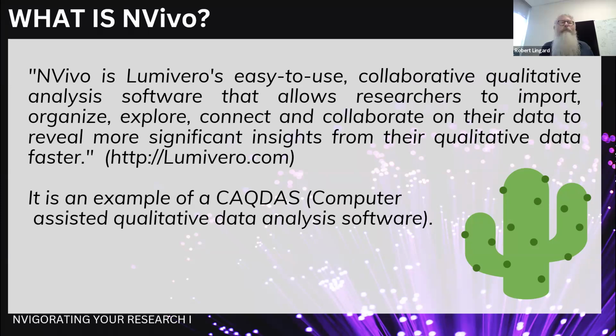It's since developed an awful lot, adding new functions and new capabilities. According to Lumivero, which is now the company that owns it, it's easy to use collaborative qualitative analysis software, allowing researchers to import, organize, explore, connect, and collaborate on their data. It's part of a class of software that is useful for research. If you're doing statistical work, you'll be using something like SPSS. But if you are doing qualitative work, then NVivo is the software you need to be familiar with and need to be using.